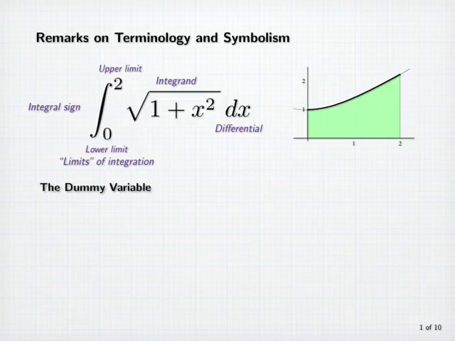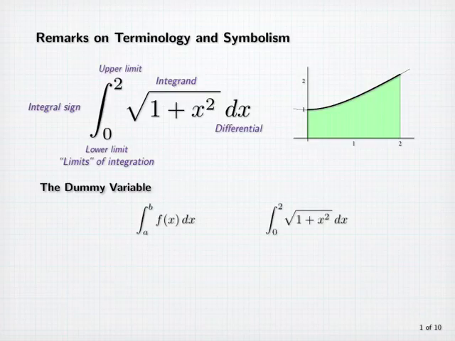The dummy variable. The letter that represents the variable in the integrand is a dummy variable. We can replace it with any other symbol without changing anything. For instance, the integral from a to b of f of x dx is the same thing as the integral from a to b of f of s ds, or f of t dt, or f of y dy, or f of u du, or f of any letter we choose to use times the corresponding differential. In fact, we could even abbreviate further and simply write the integral from a to b of f.